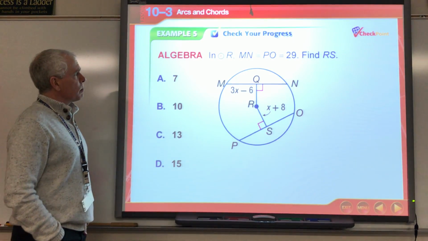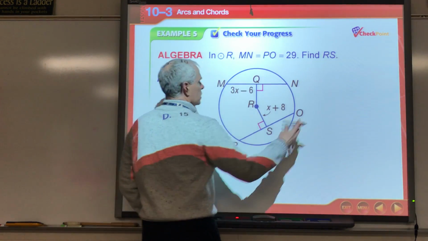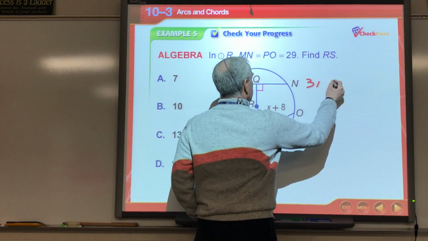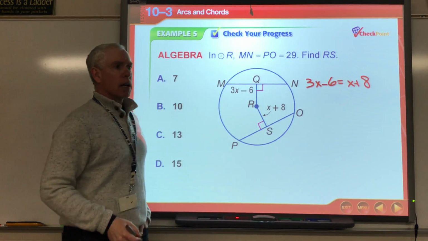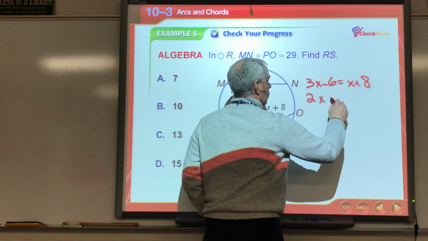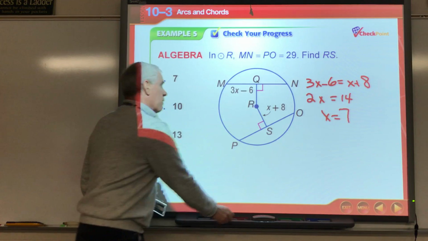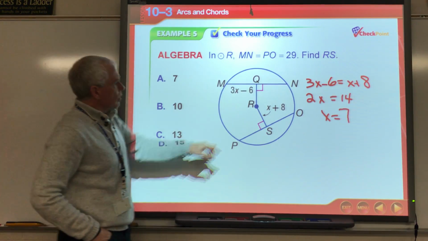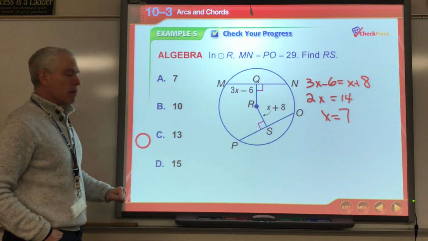Same thing here. It's telling us that the chords are congruent, so I know they have to be equidistant from the center. So I'm going to say that 3x minus 6 equals x plus 8. Do a little bit of algebra. Move the x over, that's a 2x. Move the 6 over, and I have 14. Divide by 2, I have x equals 7, but they wanted me to find RS. So I put the 7 back in. 7 plus 8 is 15.